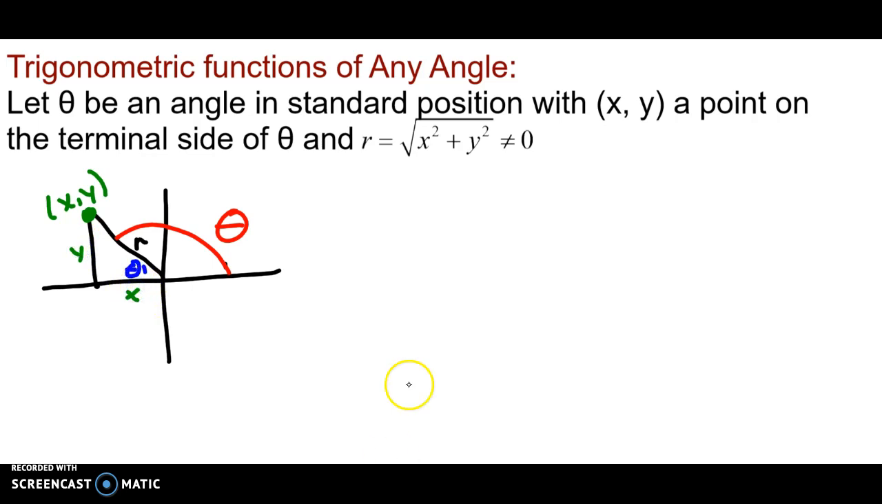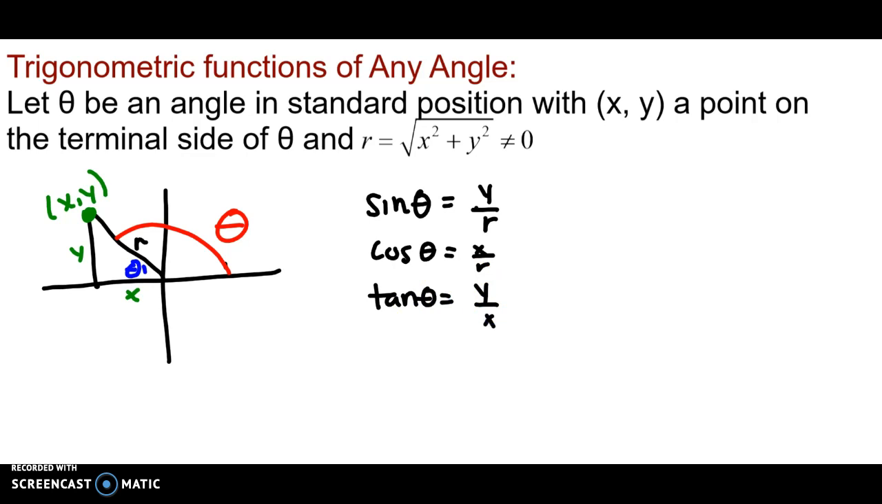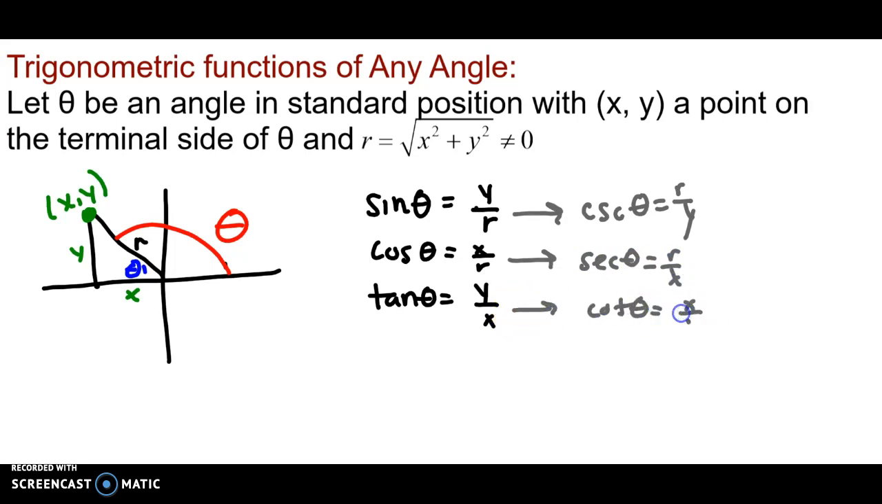So that being said, we know that sine of theta would be y over r. We know that cosine of theta would be x over r, and tangent of theta would be y over x. Now, the difference here, like I was saying, is that r doesn't have to be 1 like it was on the unit circle. Likewise, we have cosecant of theta is r over y. Secant of theta is r over x. And cotangent of theta is x over y.